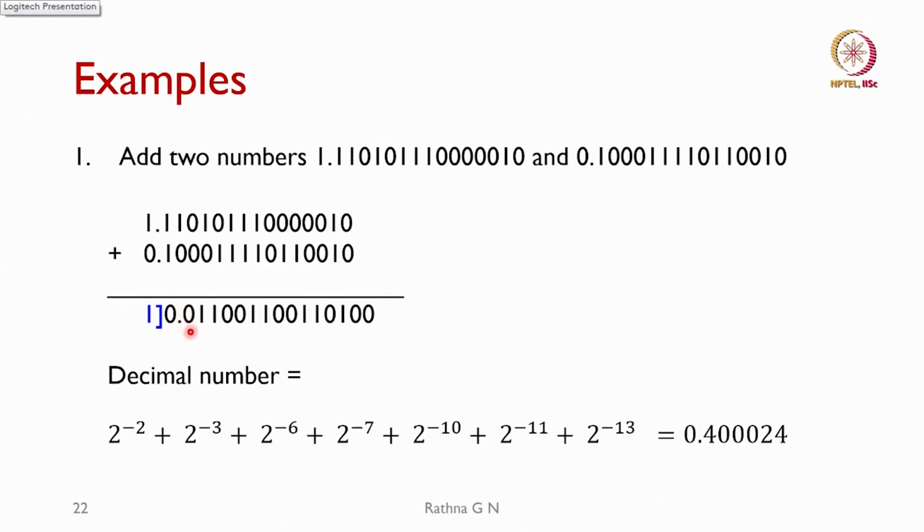The decimal number I have represented in this case is a positive number, and this place is 2 power minus 1 and this is 2 power minus 2. Wherever 1 is occurring, only those values I am putting here. So, you see 2 power minus 2, and next is 2 power minus 3, and next will be 2 power minus 6, 2 power minus 7, and then the last ones are 2 power minus 10, minus 11, and 2 power minus 13. When I add these, the value in decimal I achieve is 0.40024. So, this is how the addition is going to happen in our hardware.